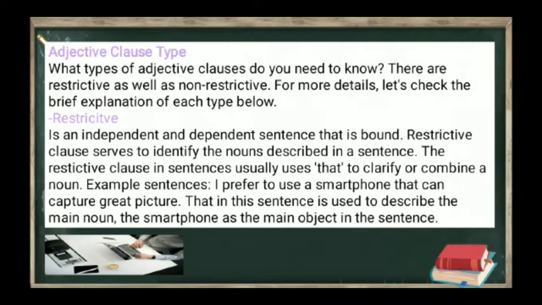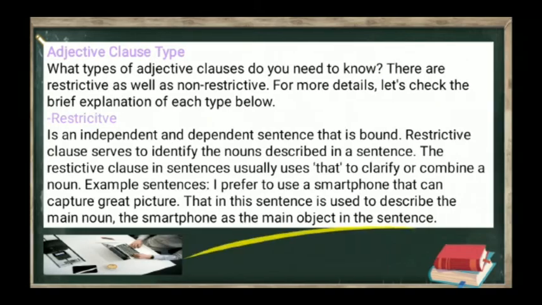The restrictive clause in sentences usually uses that to clarify or combine a noun. Example sentence: I prefer to use a smartphone that can capture great pictures. That in this sentence is used to describe the main noun, the smartphone, as the main object in the sentence.